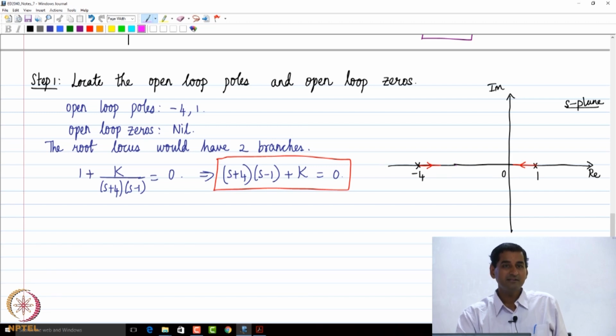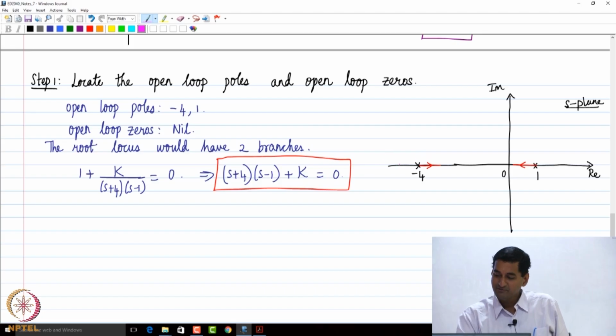Why should it not go to the right? Because of the angle condition. You can check yourself as homework: from -4, if you write down the angle condition, it will turn out that only for points between -4 and +1 is the angle condition satisfied. You cannot go to the right.